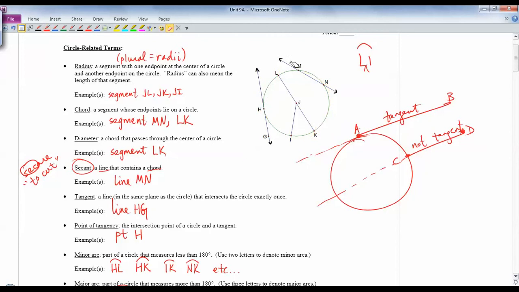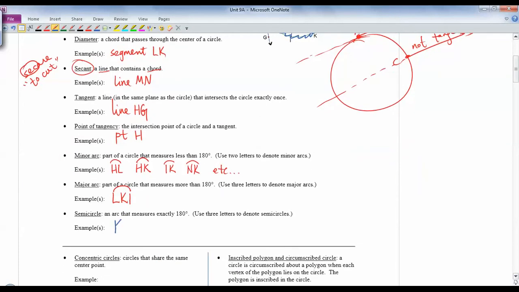Another example, like let's say I started with K and I wanted to go all the way around to N, right? Well, I can't call it KN because if I call it KN, I'm talking about the small one. So I'll do KHN or KLN or KMN. Right, something like that. Oops, wrong place.